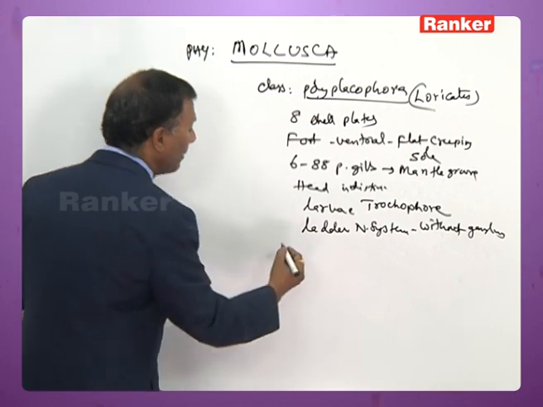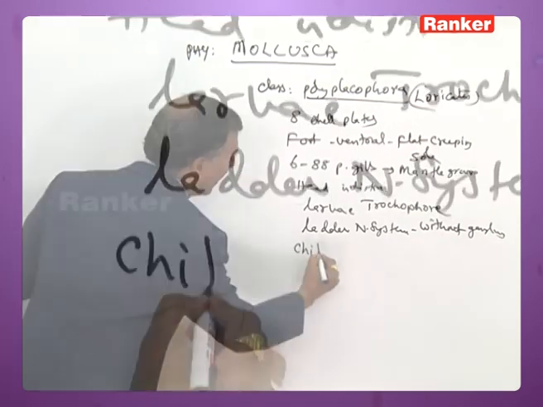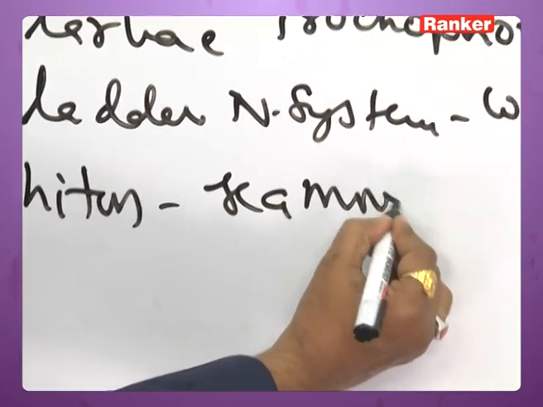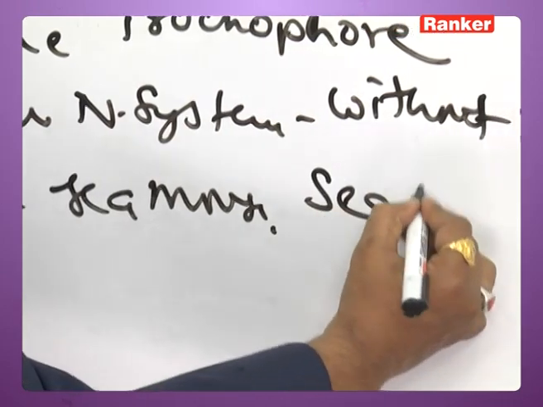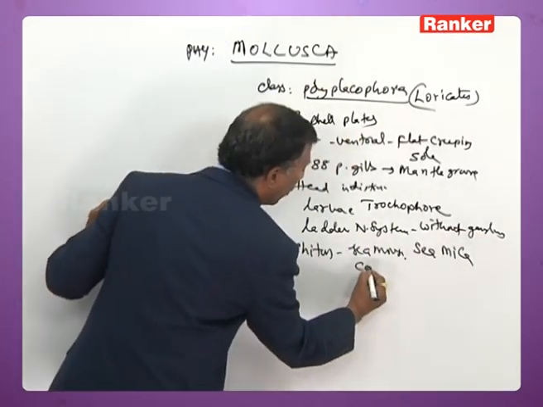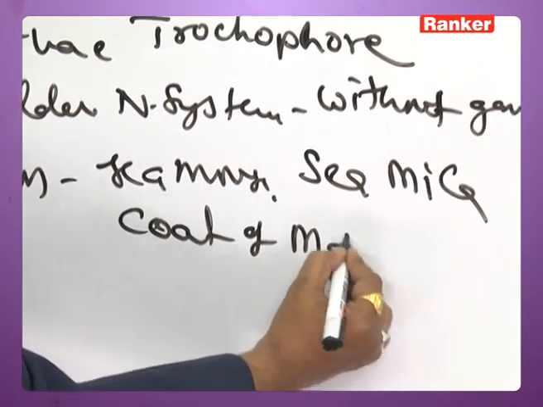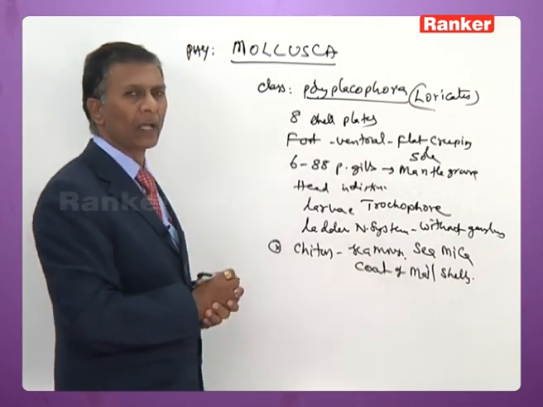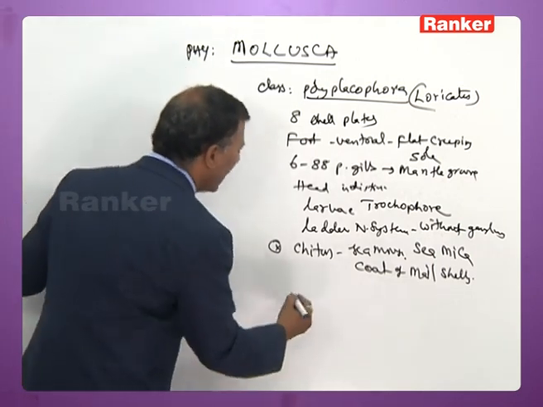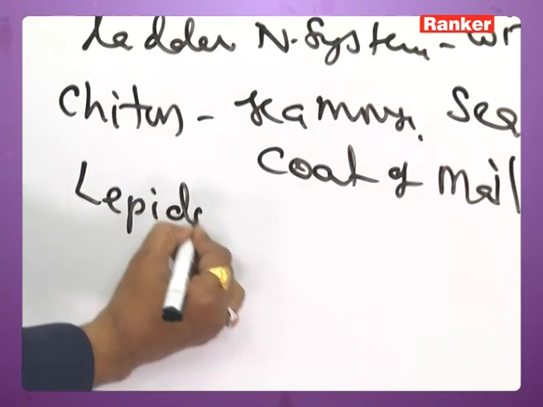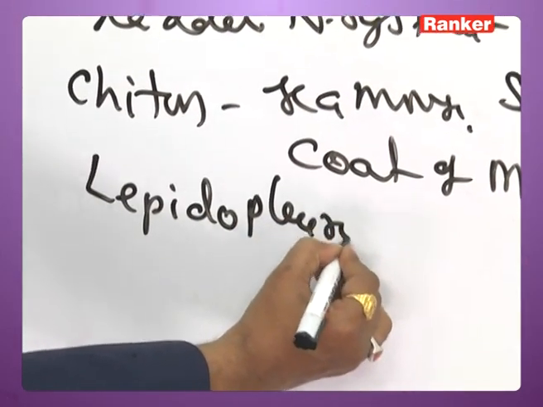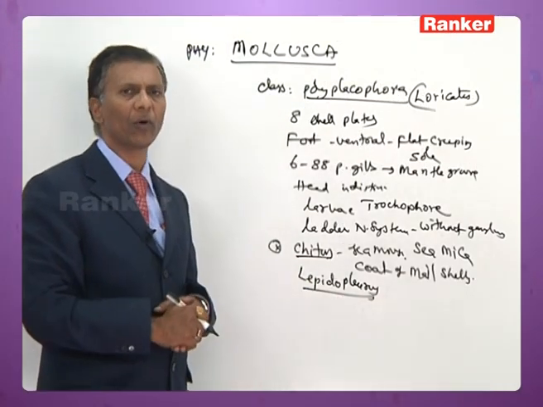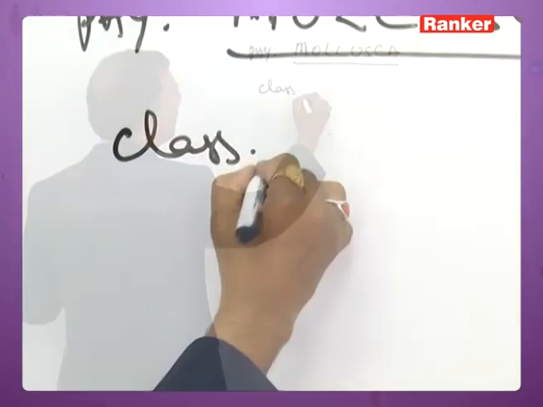Examples for Polyplacophora are chiton, which is commonly called sea mouse or sea mica or coat of mail shells. Chiton, and another example, Lepidopleurus. So chiton and Lepidopleurus are the examples for Polyplacophora. Next you have class Monoplacophora.